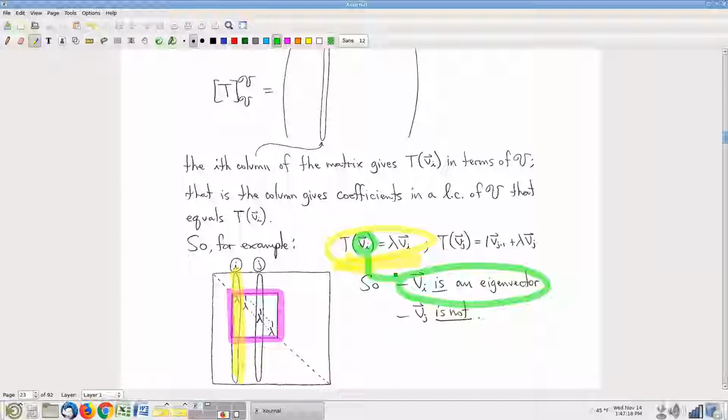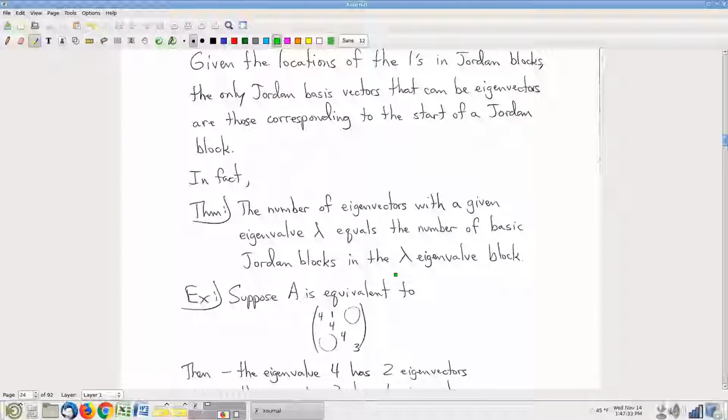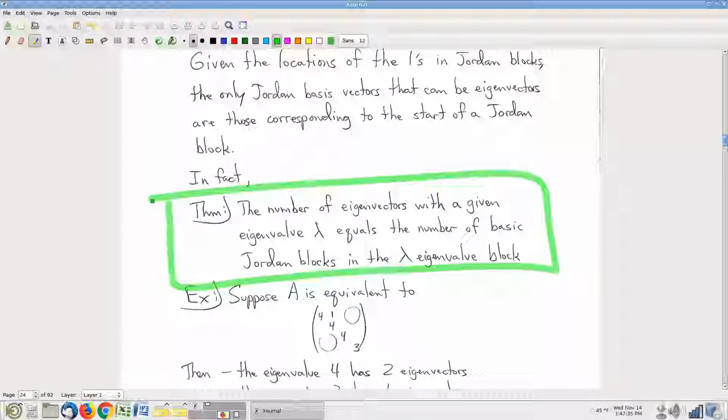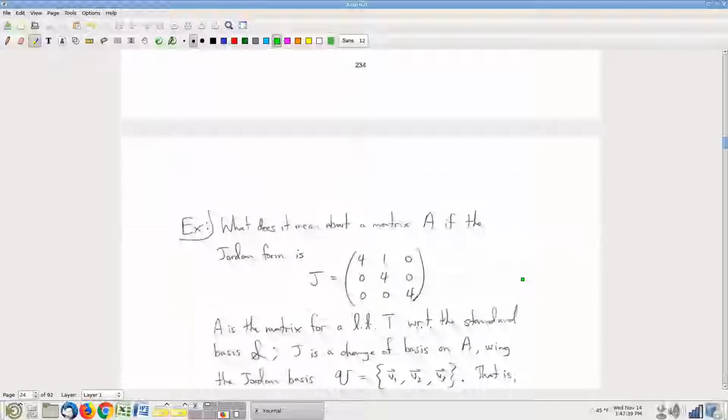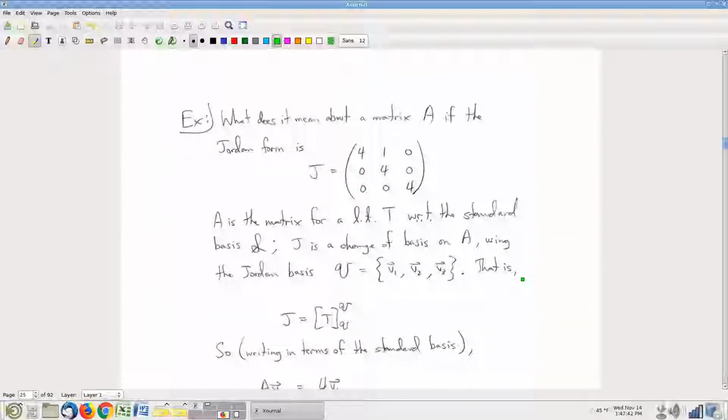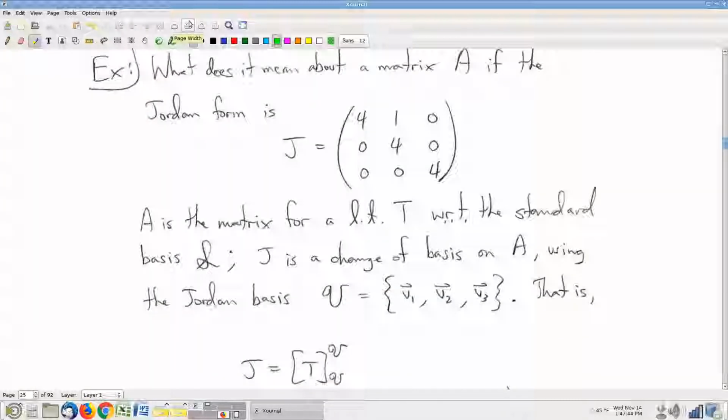So said differently, total number of Jordan blocks tells you total number of eigenvectors. If you know how many eigenvectors you have, you know how many basic Jordan blocks you have. And this correspondence is kind of perfect. Okay, so that's this theorem right here. This is where we ended last time, and I'm just going to go on now with an example that we didn't quite get to.